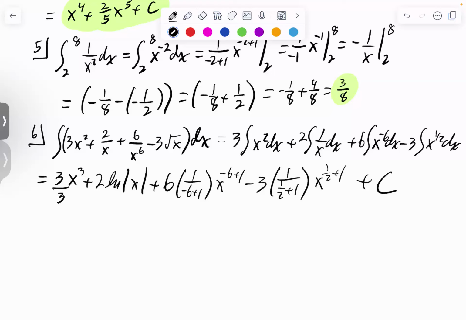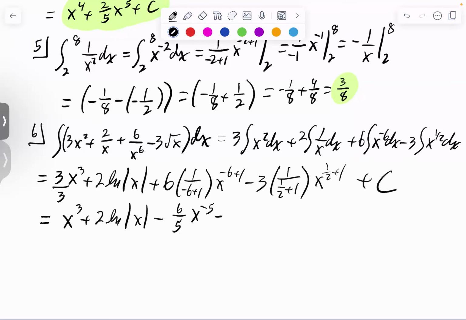So let's try to simplify this up a little bit. And this becomes minus, this becomes 6 over 5, x to the negative 5th power. And this becomes minus 3 times, 1/2 plus 1 is 3/2. This becomes 2/3, x to the 3/2. And I'm going to clean that up just a little bit more.